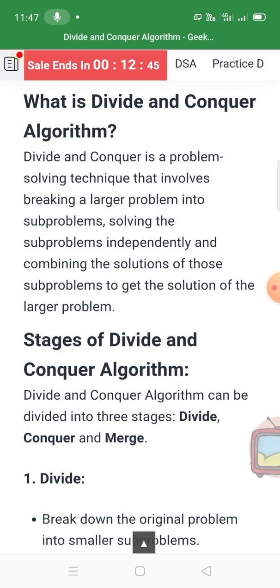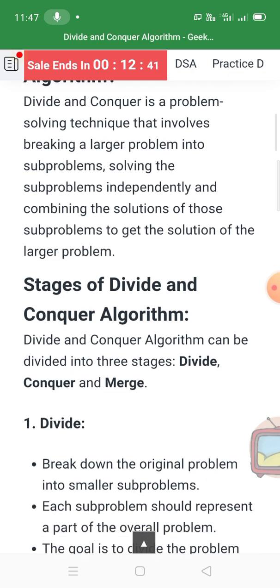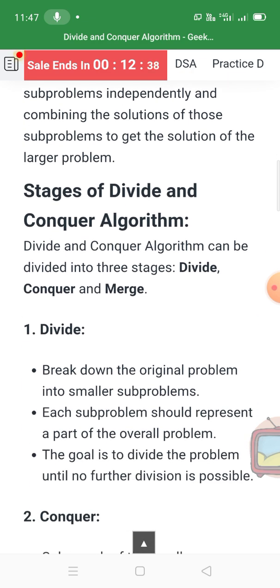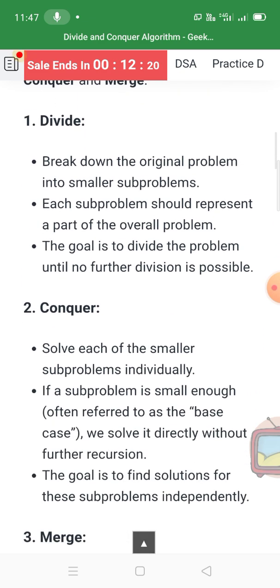Now, the stages of the divide and conquer algorithm. The first is divide, then conquer, then merge. The first one is divide: break down the original problem into smaller subunits, where each sub problem represents the overall problem. Our goal is to identify the problem, and before that you have to divide it.